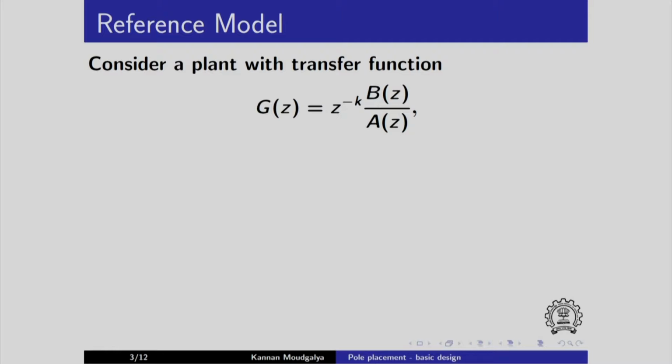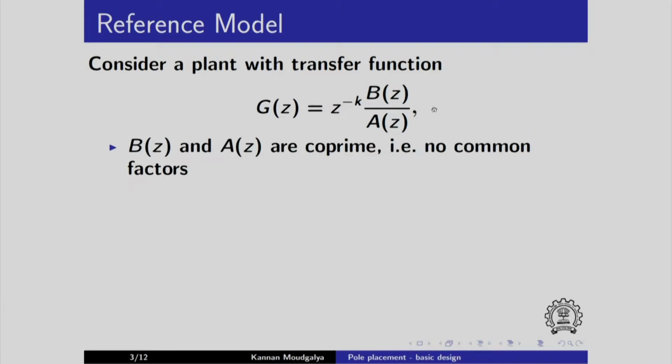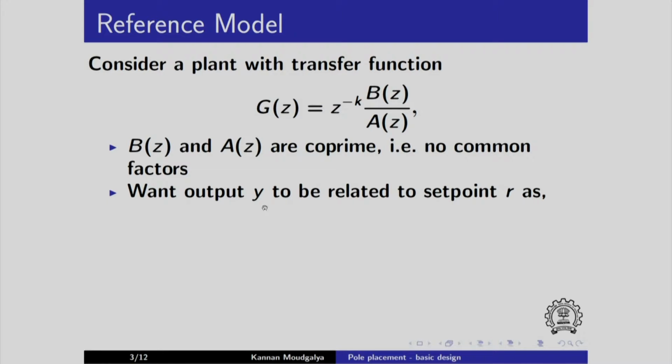Let's suppose that we have this transfer function g of z given by z power minus k into b by a. This is in discrete time. You have k samples of delay. These are all polynomials in z inverse, although I just write as b of z, a of z, and so on. In addition, we assume that a and b do not have common factors. We call that coprime.